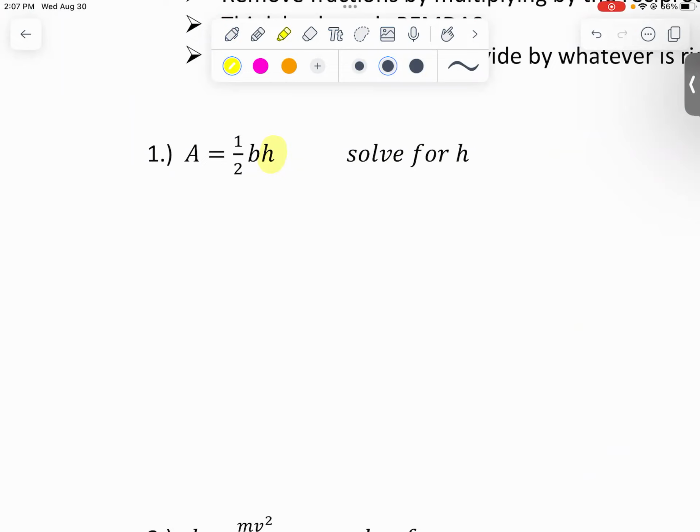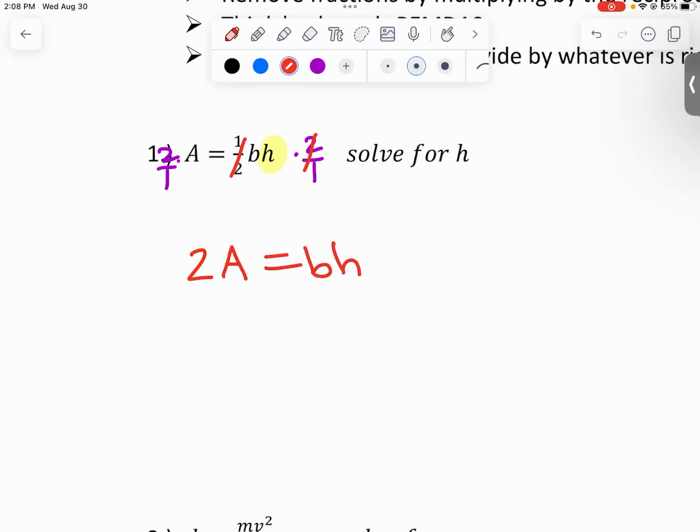Multiply by 1/2. I liked what you said the first time. Divide by 1/2. Dividing by 1/2 is the same thing as multiplying by 2. So you could divide by 1/2, which just means we're gonna multiply by 2/1. So we get 2a equals bh.